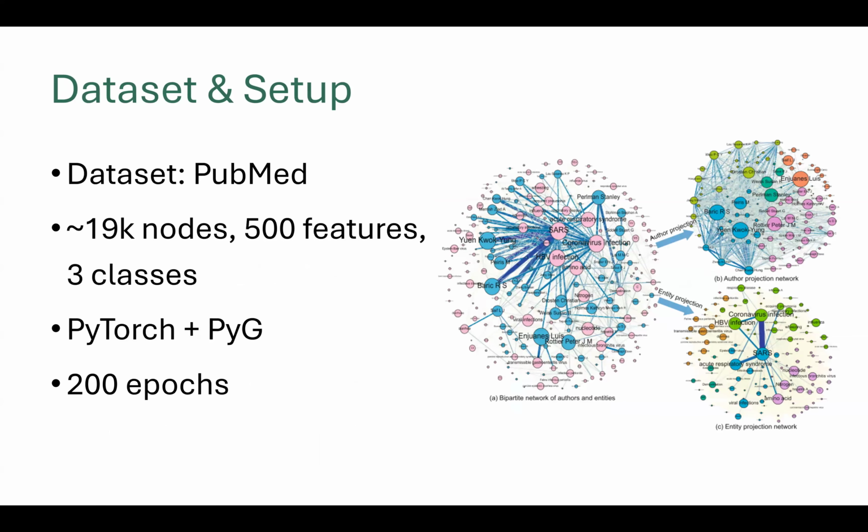So, I used the PubMed citation network dataset, where each node represents a scientific paper and edges represent citations. The dataset contains around 19,000 nodes, 500 dimensional features, and three classes. I implemented all models using PyTorch and PyTorch Geometric and trained them for 200 epochs. The goal was to keep the setup consistent so that only the aggregation method affects the result.